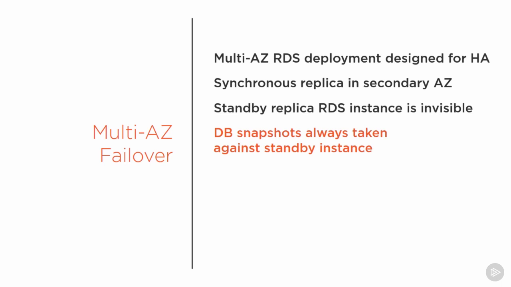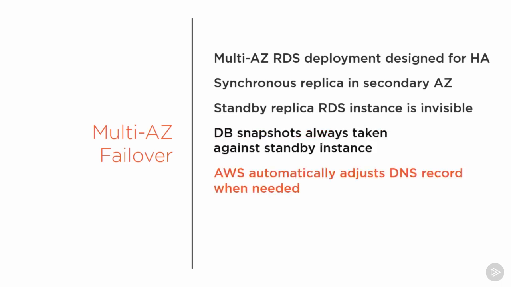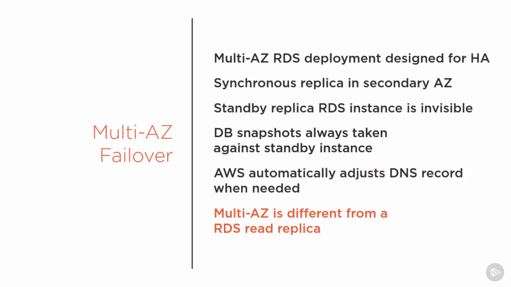Now, what happens is once you do it against the standby, then you can make that standby the master, update the master, and then flip over again. I'm going to show you this in an animation and it'll be clearer. But again, the idea here is that all maintenance tasks happen against that standby. AWS will automatically adjust the DNS record when needed, exactly for the purposes of failing over between them for maintenance reasons. Now, multiple availability zone is different from an RDS read replica.